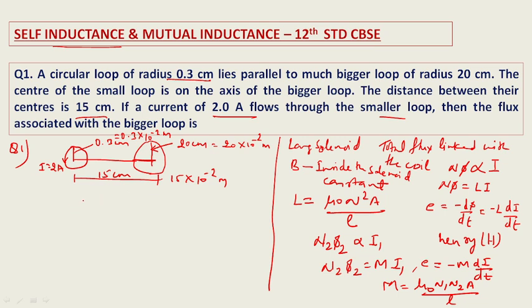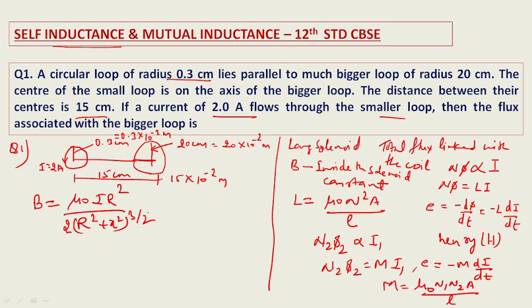In this case, first we need to find the magnetic field which will be created in the second, bigger loop. How can we find it? The formula is mu 0 I r square by 2 times r square plus x square to the power 3 by 2. By this formula we will be able to find the magnetic field, and this magnetic field will be in the bigger loop.